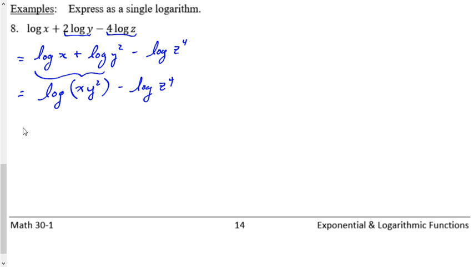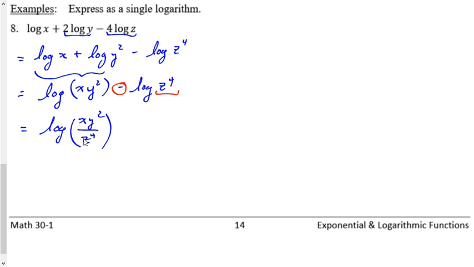Now I have two logarithms being subtracted. A logarithm is an exponent. When do I subtract exponents? When I'm dividing the powers. So this is equal to the log of x y squared divided by z to the 4th. So notice that the logarithm that's being subtracted, this z to the 4th, ends up in the denominator.